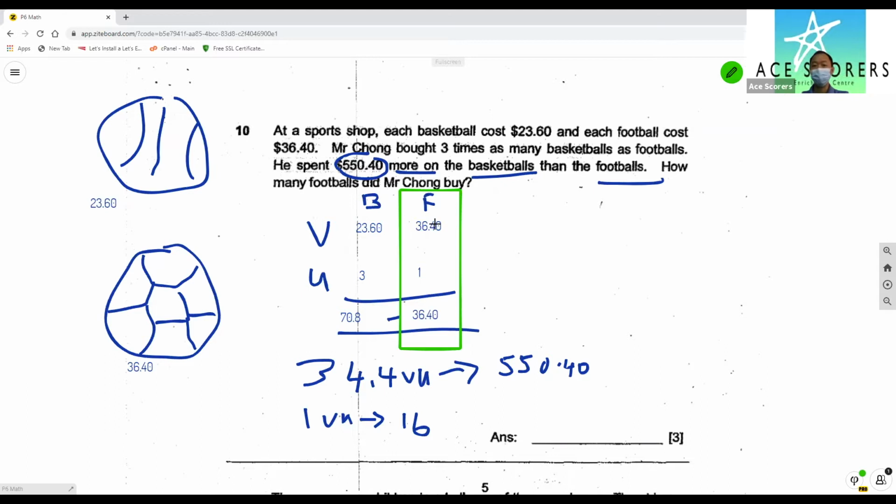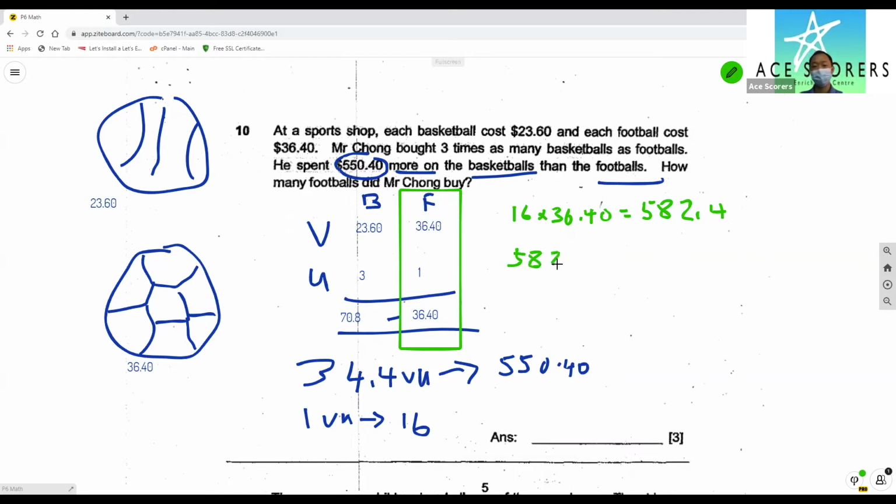Because one football costs 36.4, it's the same as if I take 16 times 36.4, I'll find the amount he spent on football. 582.4. That's the amount he spent on football. But I need to divide by 16 again because one football costs 36.4. Yeah, get back 16. So that's why it's straight away 16.